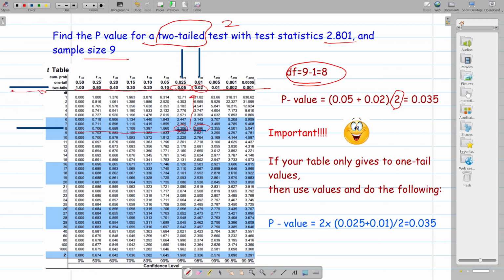If your table only gives you one tail values, that means you don't have this row and they have only given you this one, then what do you do? Find the same value 2.801 in the row for 8 degrees of freedom. Okay, you know that it's between here, and go to the one tail values, this one and this one. So those values are 0.025 and 0.01. Okay, first add them. Let me mark it again. This value and this value. Add them, then divide by 2.